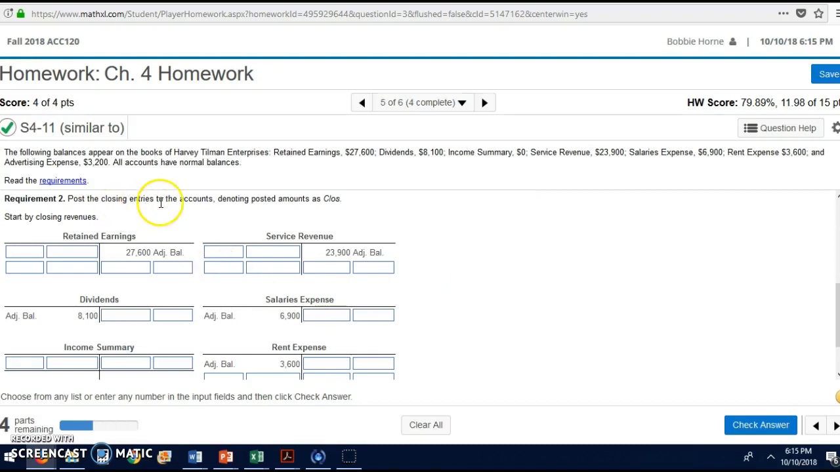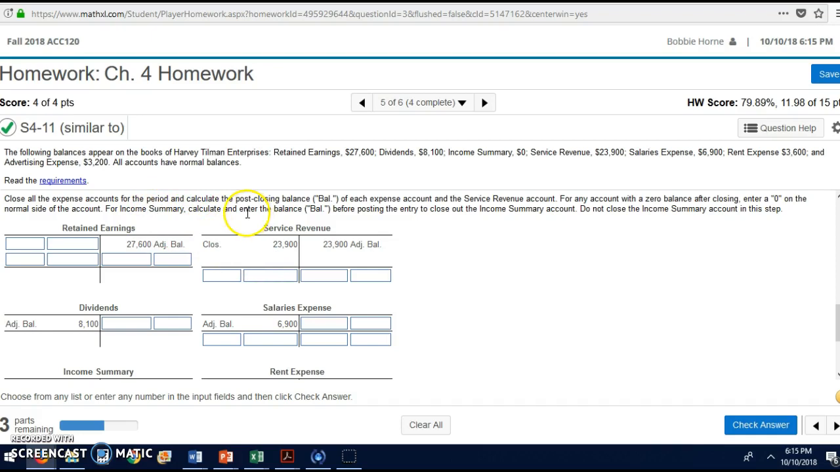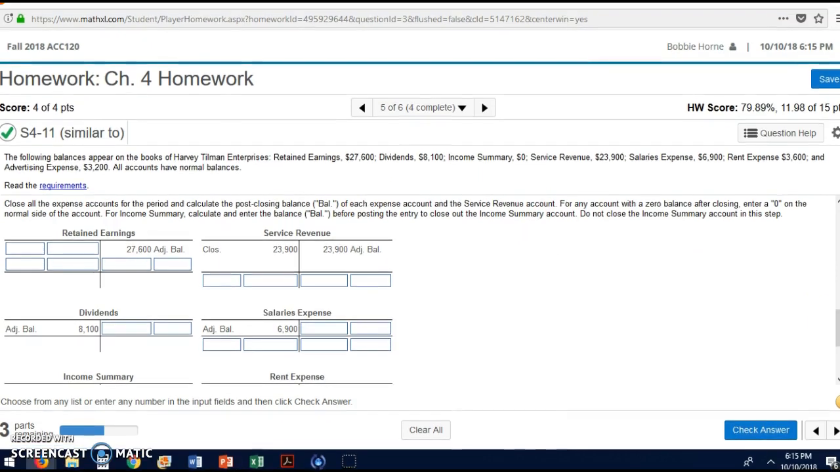Then the second requirement is post the closing entries to the accounts, denoted posted amounts as closing. Start by closing revenue. So we only want to start by closing the revenue account, and we are closing the revenue account to income summary. Then you're going to close all the expense accounts and calculate the post-closing balance of each expense account and the service revenue account. So we're going to go ahead and give the zero balance, and then we need to close each expense.